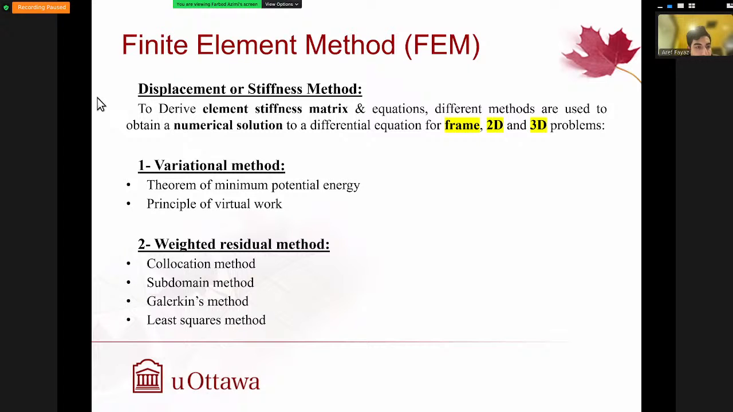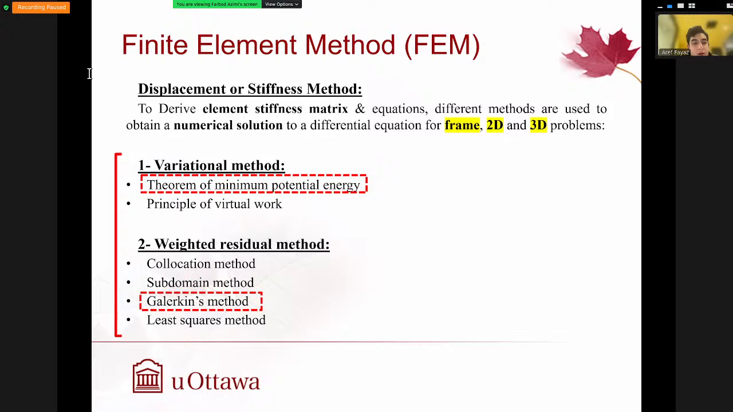All right, so in the finite element method, we can use the displacement or stiffness methods, and we're going to use them to derive the element stiffness matrix equations, and different methods that are used to obtain the numerical solutions to our differential equations for frames, for 2D or 3D problems. Now, we can either have variational methods, such as the theorem of minimum potential energy or the principle of virtual work, as well as weighted residual methods, which include the collocation method, the subdomain method, the Galerkin method, and the least squares method.